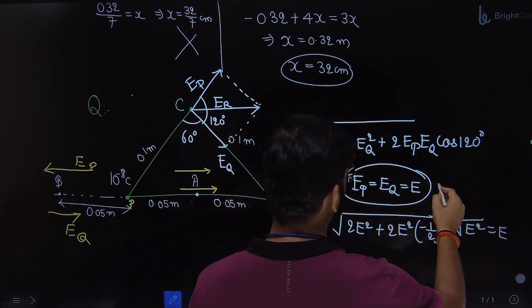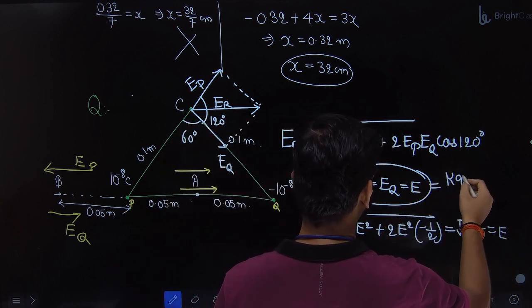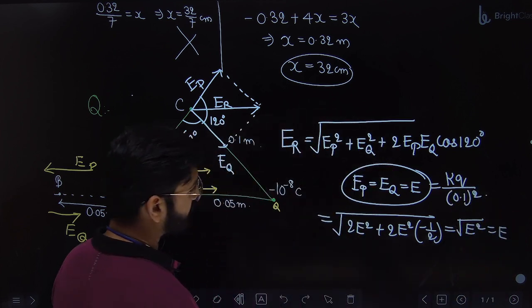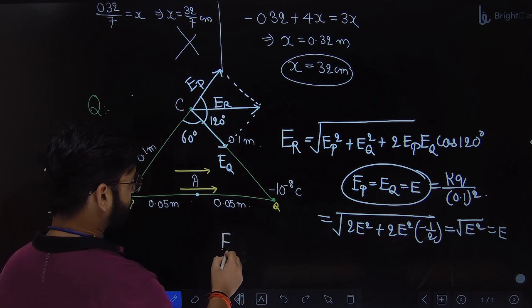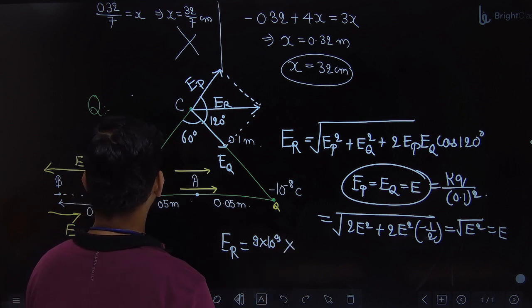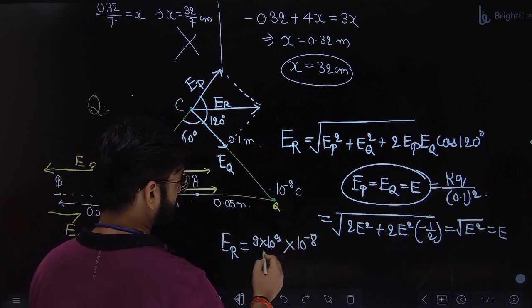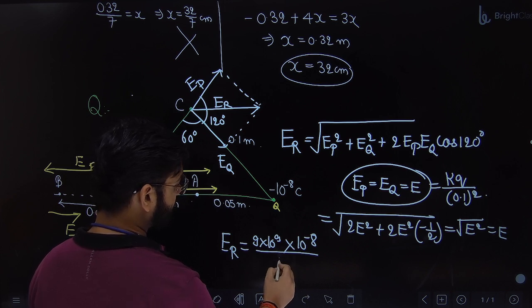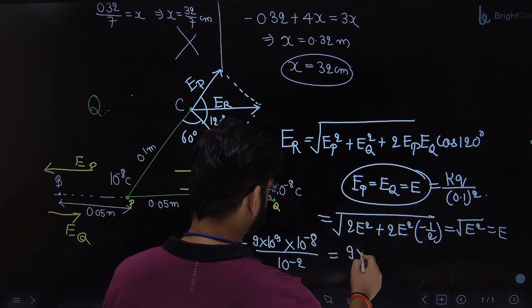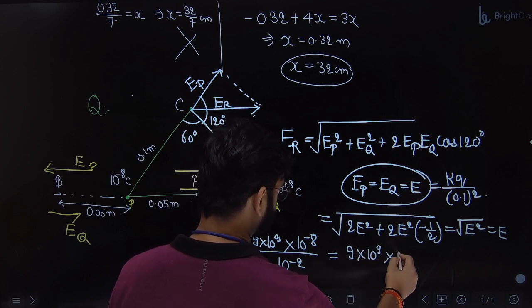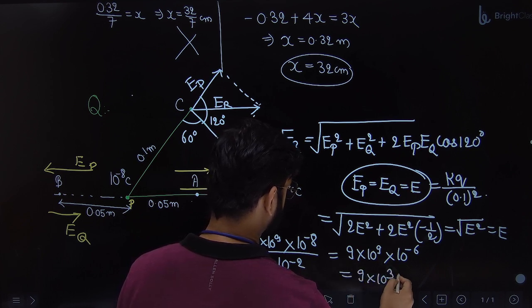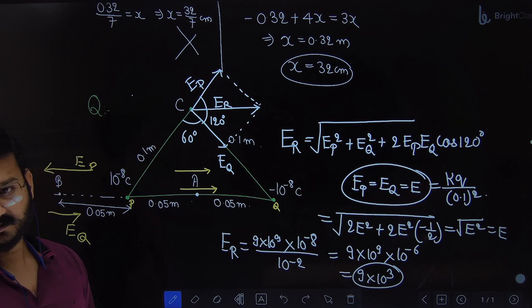Now what is E equal to? K q by r square. What is the distance? 0.1. So the resultant will be 9 into 10 to the power 9 into charge 10 to the power minus 8, divided by 0.1 whole square, which is 10 to the power minus 2. So this is 9 into 10 to the power 9 into 10 to the power minus 6, which is 9 into 10 to the power 3. Clear?